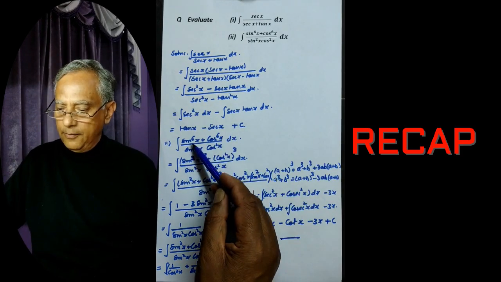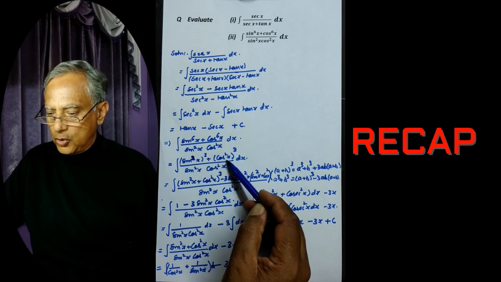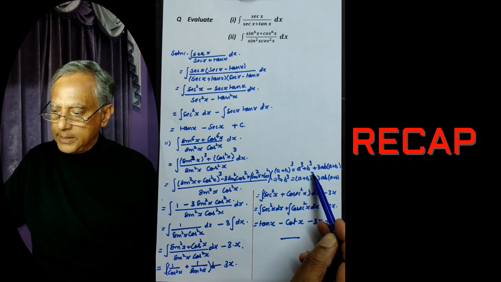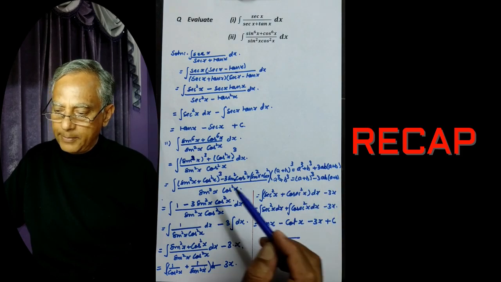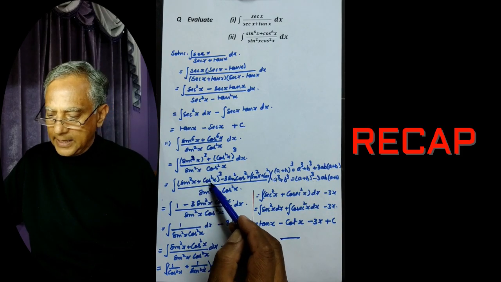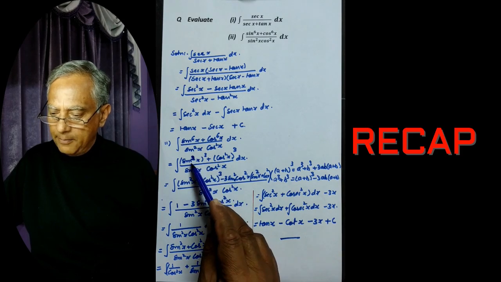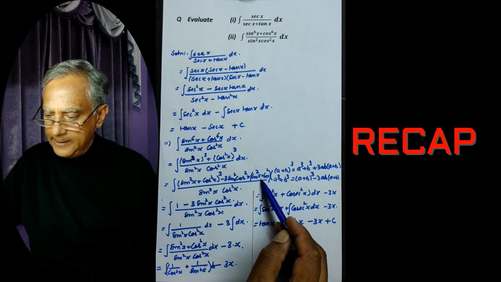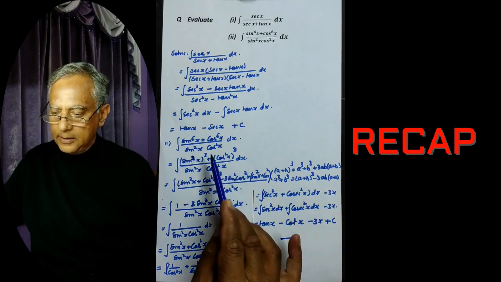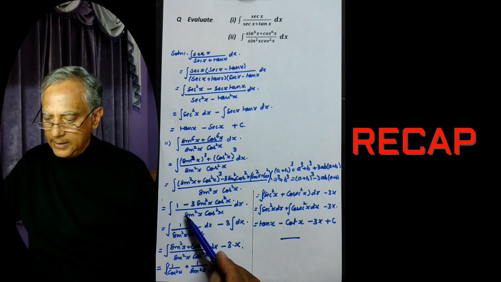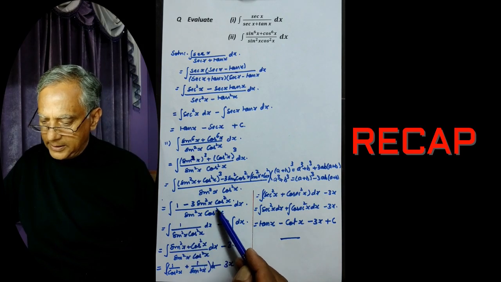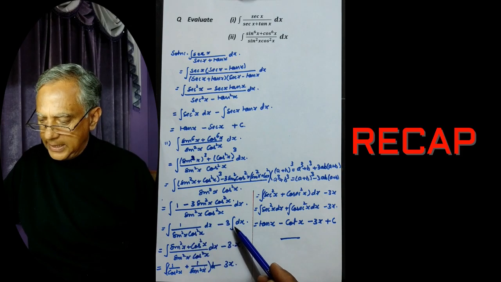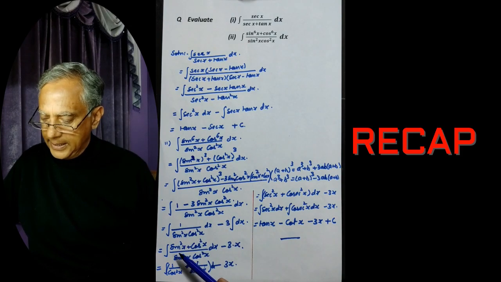In this question, we can write this as sin square x whole cube plus cos square x whole cube, and we know a cube plus b cube is a plus b whole cube minus 3ab into a plus b. So we can write this as sin square x plus cos square x whole cube minus 3 sin square x cos square x, 3ab into a plus b. This is 1, this is 1. So this has been simplified, and this can be written as, take this below each term. So we will have 1 over sin square x cos square x, and this is minus 3 dx.